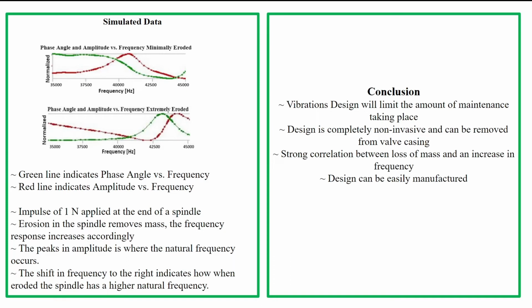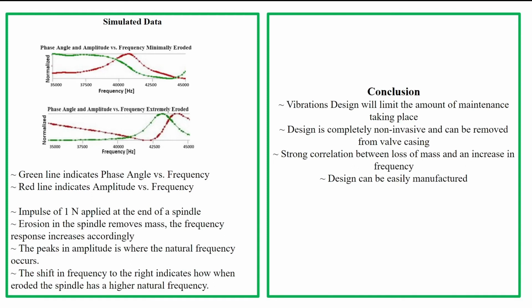The spikes in the amplitude represent the natural frequency. It is seen that the natural frequency increases as the spindle is eroded. The relationship can be seen as mass decreases, then as a result the natural frequency should increase as well.